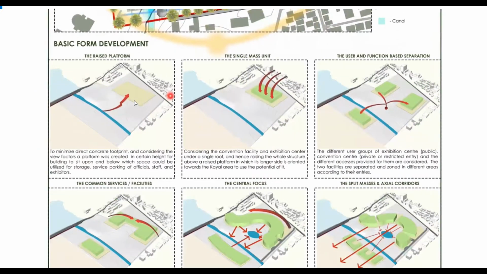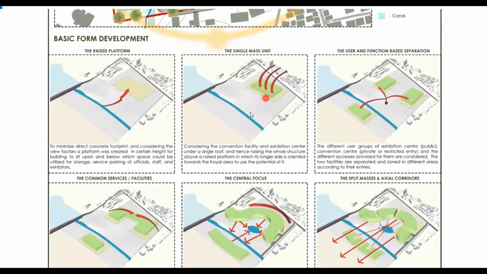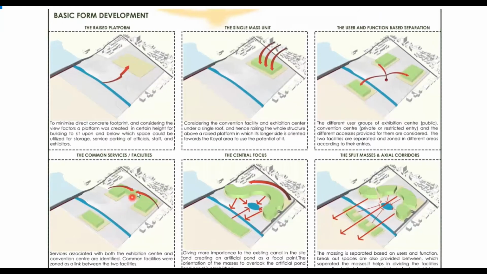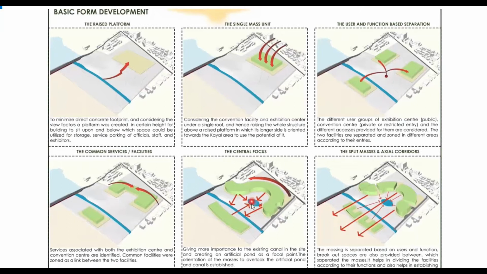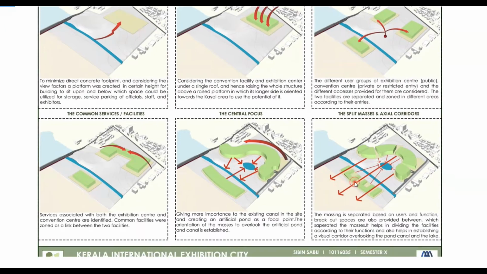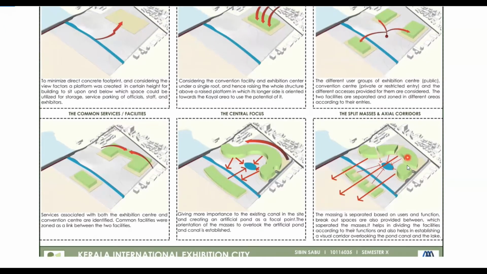And this is how the basic form was developed. First, I considered a raised platform in order to avoid the direct heavy concrete footprint, and then a single mass is placed above, considering all the facilities come under a single roof. And then it is separated into different masses on the basis of the user and the function of each building. And then in order to avoid the duplication of the services, the food court is provided at the center of both convention and exhibition facility. And in order to create a central focus towards the artificial lake and the canal, I have curved the nature of the mass. And after that, it was split into different masses to provide breakout spaces in between, on the basis of the user group and function. And also an axial corridor is created.